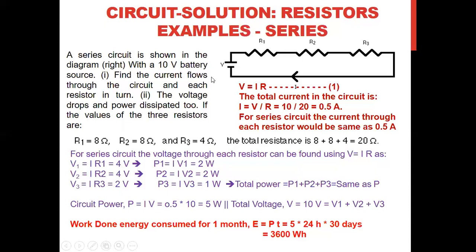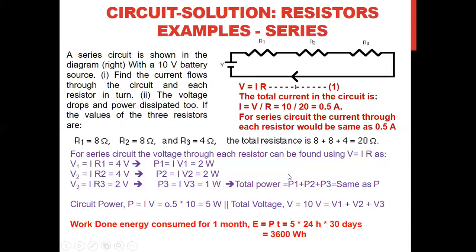Now let us see what the total power consumed by the circuit is. We know total power equals P1 plus P2 plus P3. Again, by the formula, power P equals I into V. I is 0.5, V is 10, so it is 5 watt. Now these three we can add: 2 plus 2 plus 1 is 5. It is the same. Here it is 5 watt, and if we add, it is the same 5 watt.